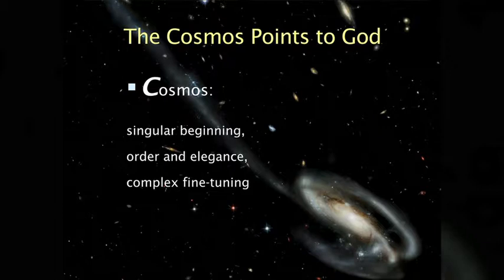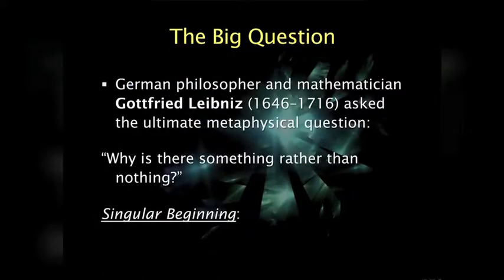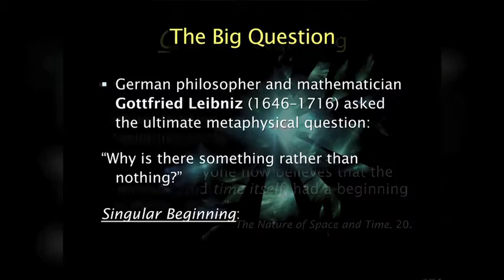So let's explore a few of those things. It was the German philosopher and mathematician Gottfried Leibniz who asked the ultimate, I think, metaphysical question. He said, why is there something rather than nothing? You know, I've thought about that myself. Wouldn't it be more natural if nothing existed? But something does exist. The universe exists. And that singular beginning is worthy of our consideration.